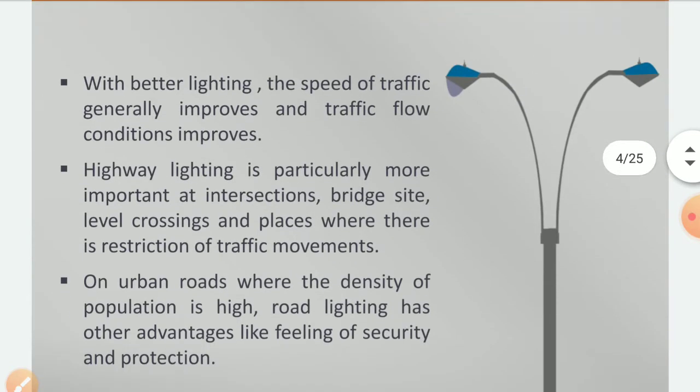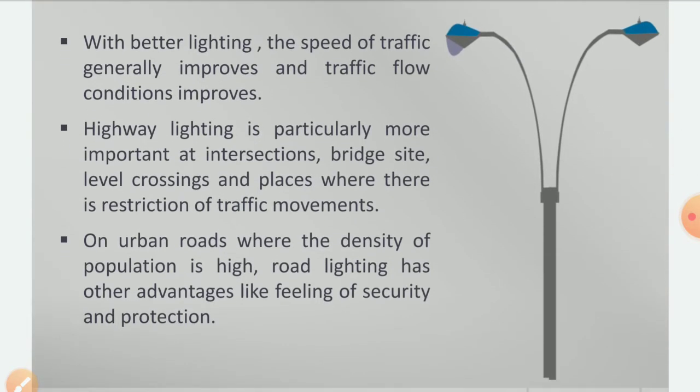With better lighting, the speed of traffic generally improves, and the traffic flow conditions also improve. If you have proper illumination on the surface, the speed of traffic improves. Highway lighting is particularly important at intersections, bridges and bridge sides, level crossings, and places where there are restrictions on traffic movements, like schools, hospitals, etc. Wherever there are restrictions on traffic movements, street lighting is required.